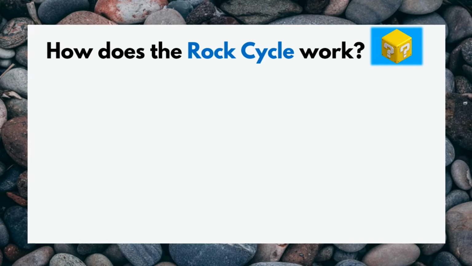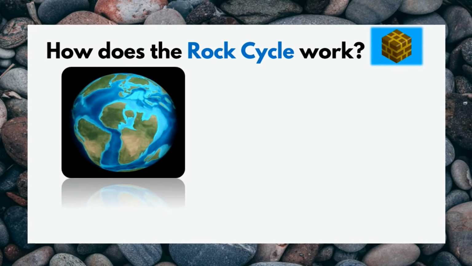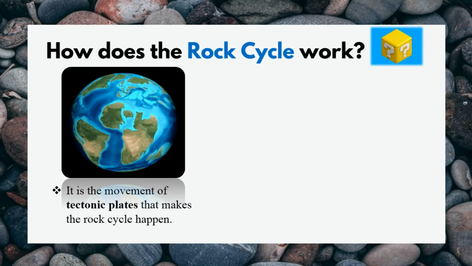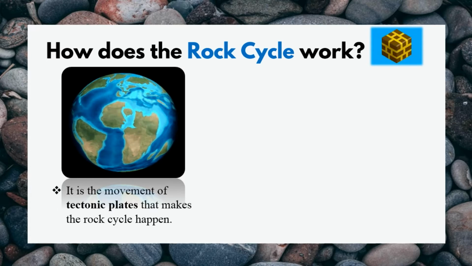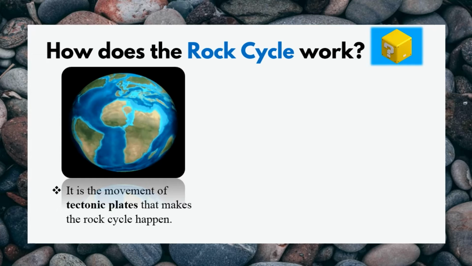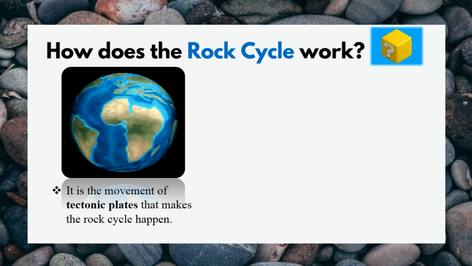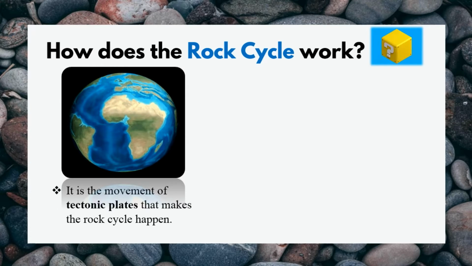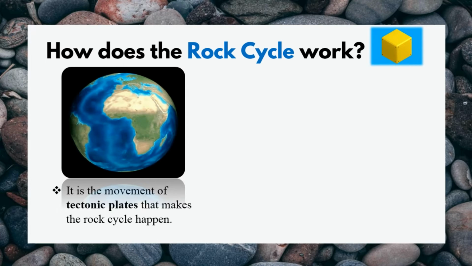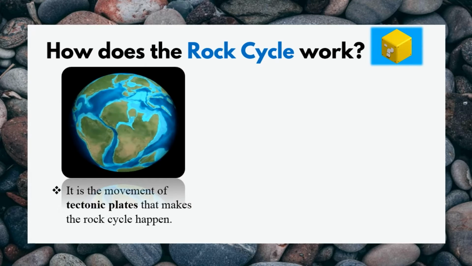How does the rock cycle work? It is the movement of tectonic plates that makes the rock cycle happen. Remember that these tectonic plates are pieces of Earth's crust and the uppermost mantle, which is collectively called the lithosphere. This lithosphere is situated on top of the asthenosphere, which is a soft and weak spot containing partially molten rocks that makes the plates move slowly.